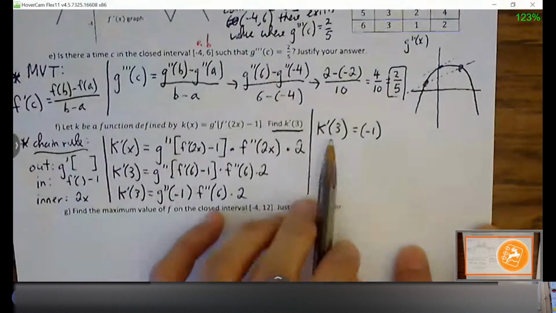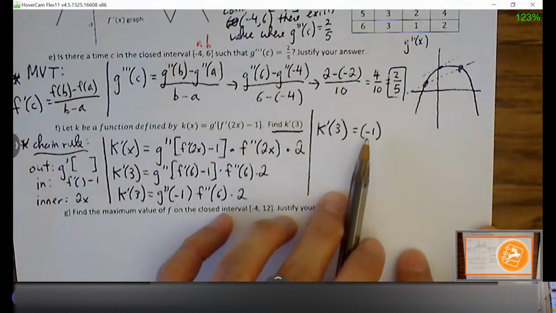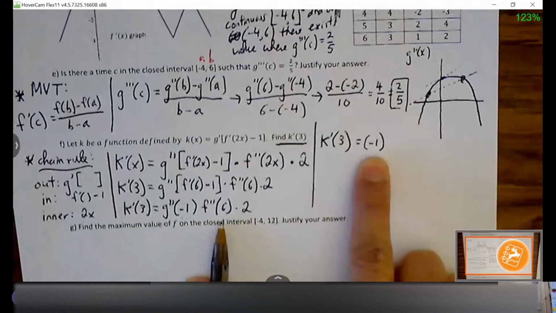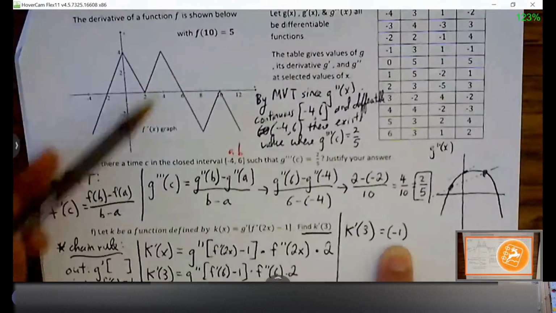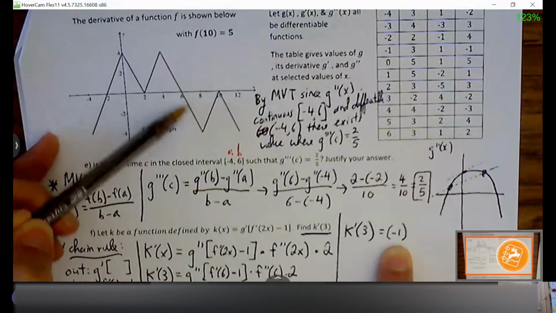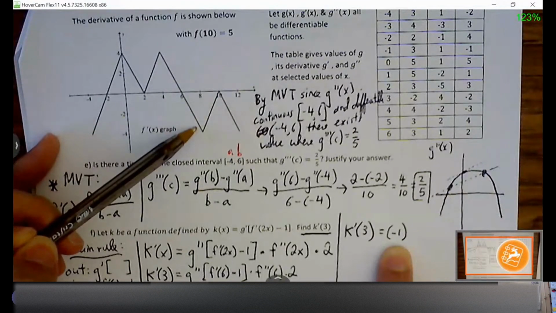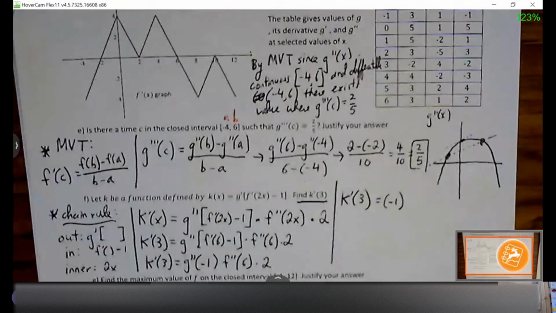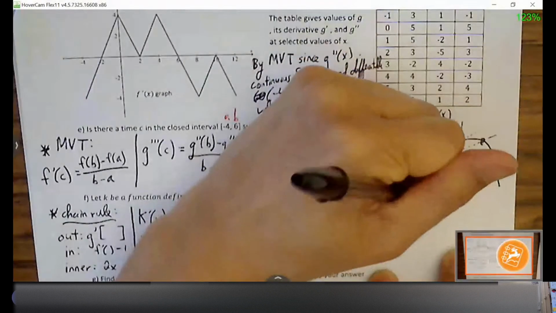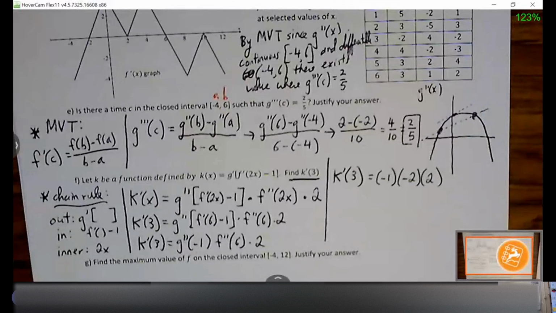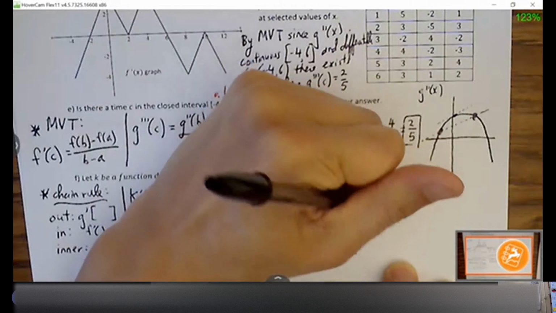Sorry about that, got dropped for a moment there. So K prime of 3 equals -1. F double prime of 6. So F double prime, this is F prime, so F double prime is just going to be the slope of F prime. And so we talked about how the slope of this line segment is -2. So K prime of 3 is just 4.